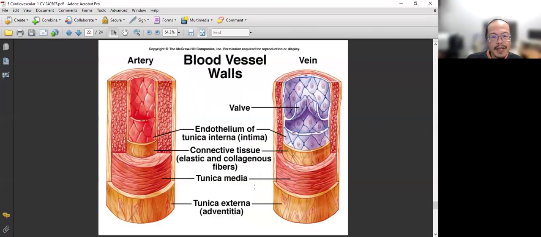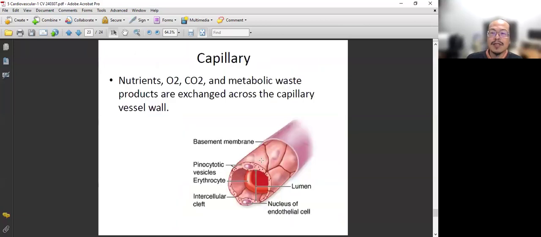So that's the artery and the veins. And then the other one is the capillary. The artery's function is to bring blood from the heart. Veins bring the blood back to the heart. Then what is the function of the capillary? Capillary is where we have substance exchange.